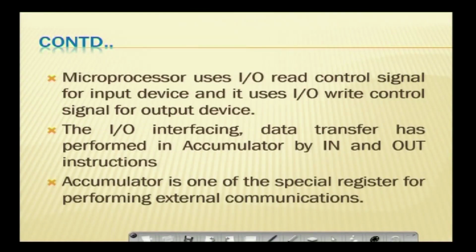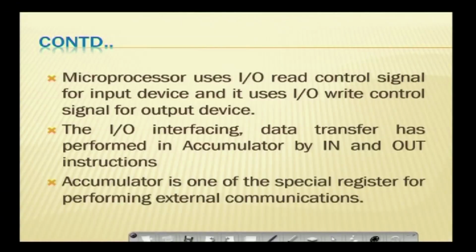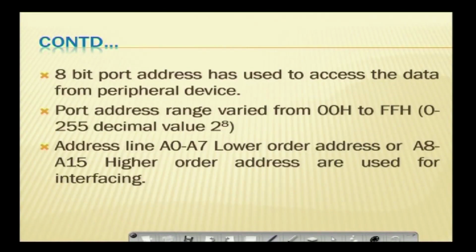I/O interfacing is used for transferring the data with the help of 2 instructions. One is the IN instruction, another one is the OUT instruction. The IN instruction is used to read the data, and the OUT instruction is used to write the data. With the help of the accumulator only, we are performing the operations, that is why it is also called a special register. What is the length of the port address? It is 8-bit. 8-bit port addresses are used for accessing the data from the peripheral devices.